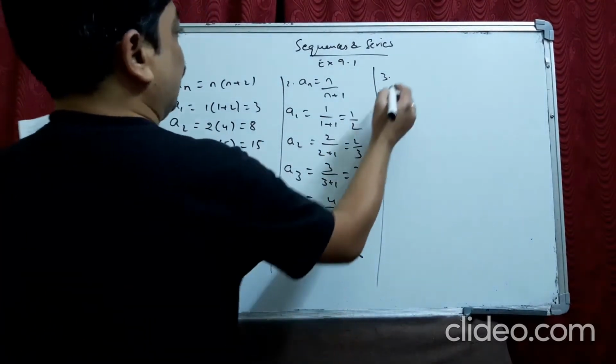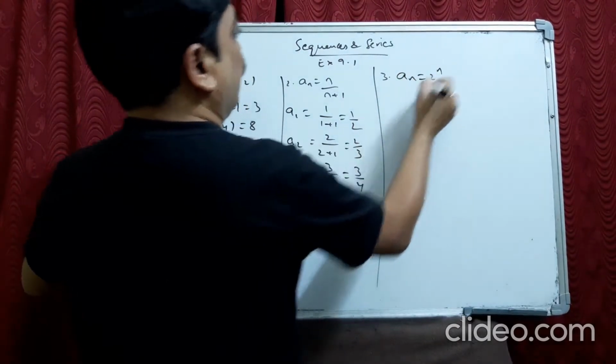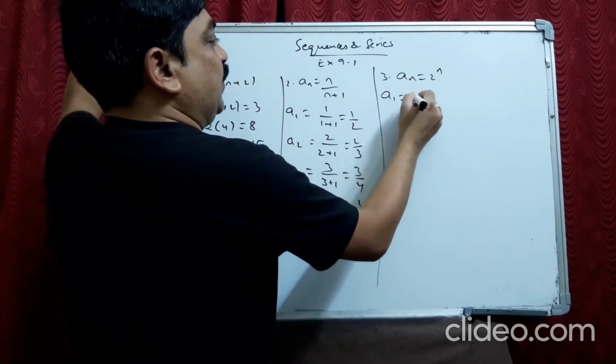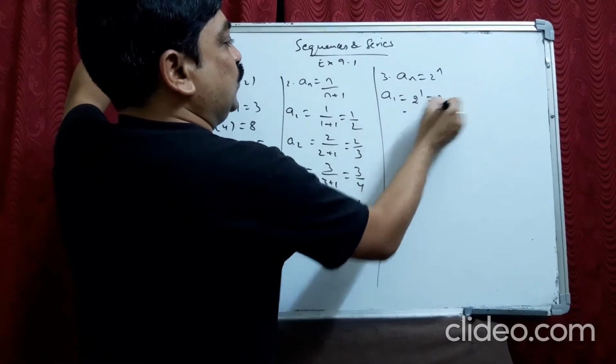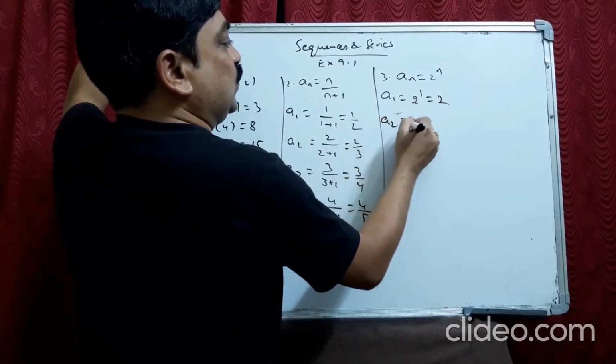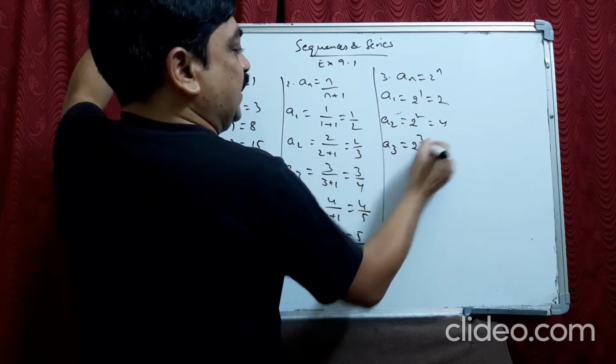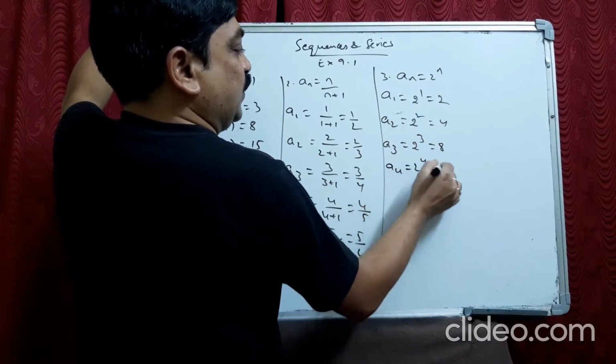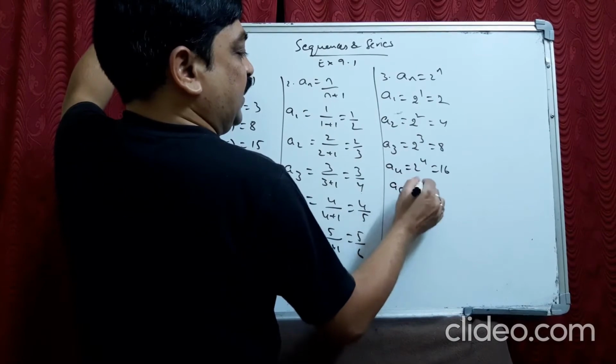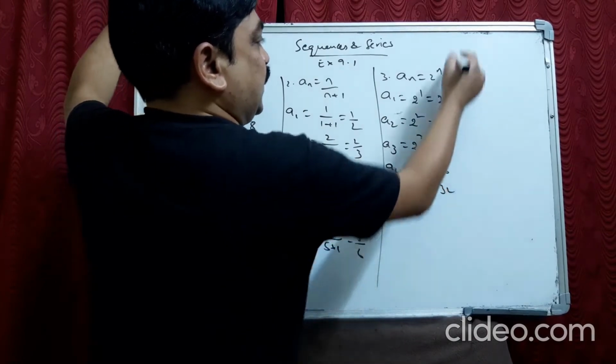Third one, a_n is equal to 2 power n. So a1 will be 2 power 1, 2. a2, 2 square, 4. a3, 2 cube, 8. a4, 2 power 4, 16. a5, 2 power 5, 32.